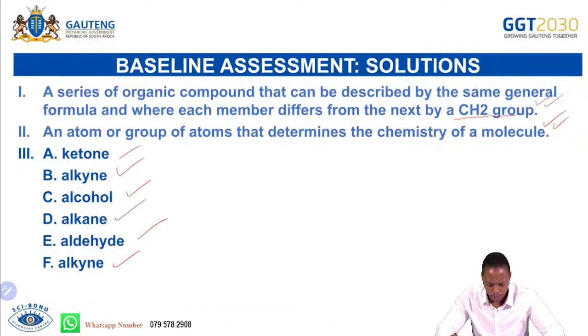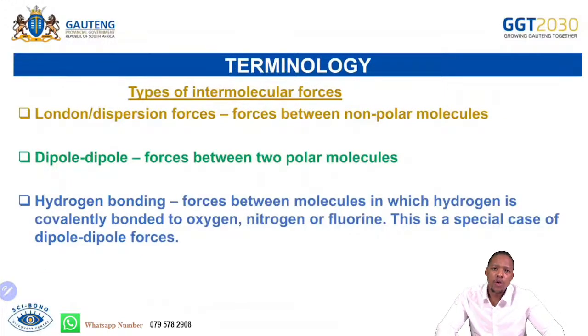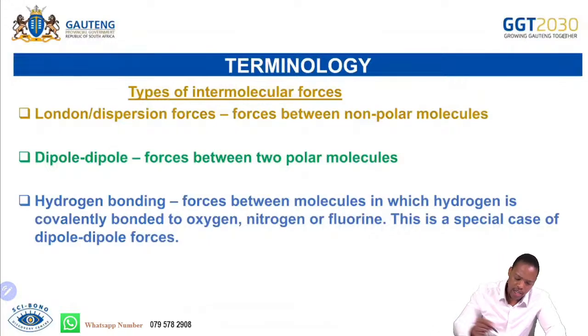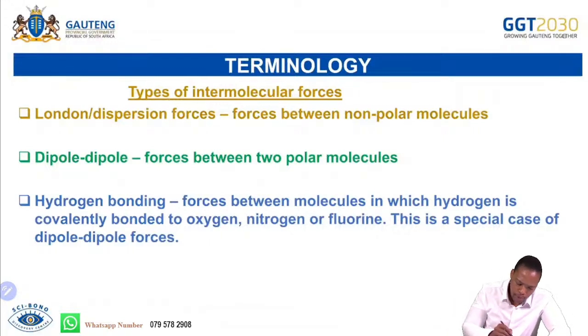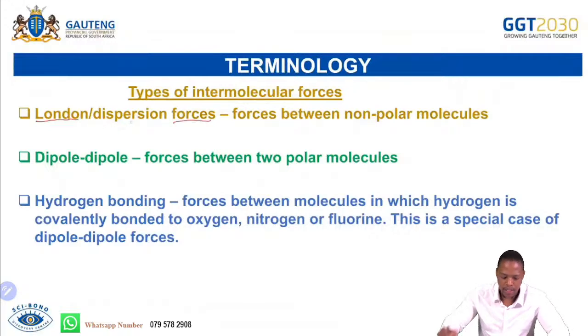In fact, we should be making it one of the easiest questions to answer in paper 2. Okay, so the terminology that we are going to be looking at for today is types of intermolecular forces. Those are the new words that we are going to be encountering, words like London forces or dispersion forces.